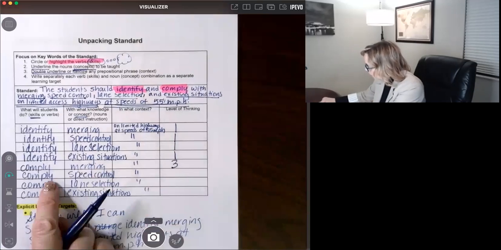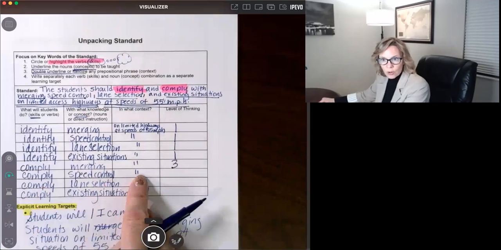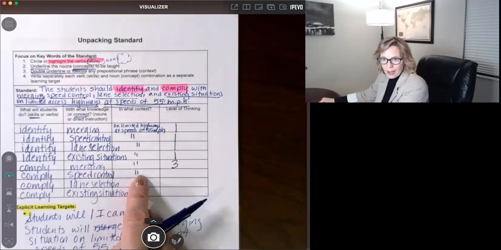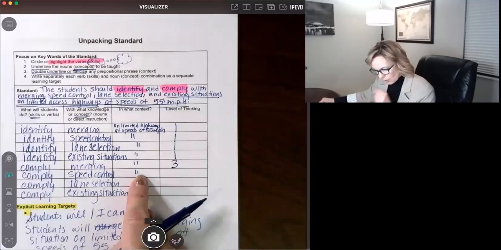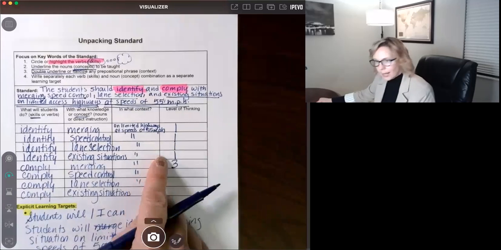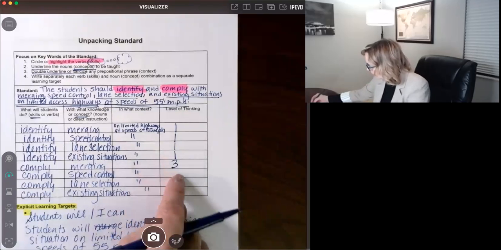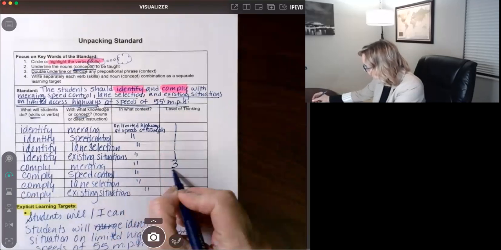They need to comply with speed control. So they need to apply that. Well, when I think about this one, it's a little higher than that level of thinking of a 1 of just recall. There'll be more applying that skill and that concept. So that's going to be a 2.